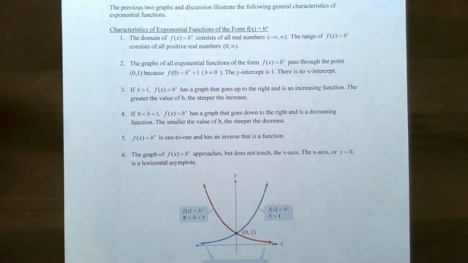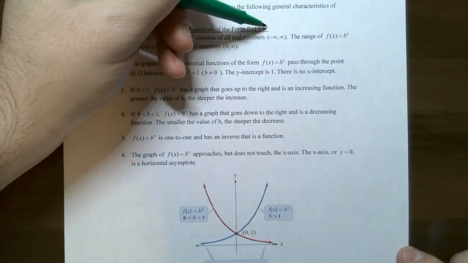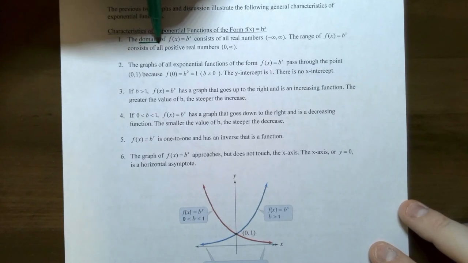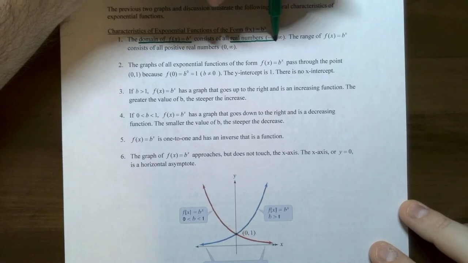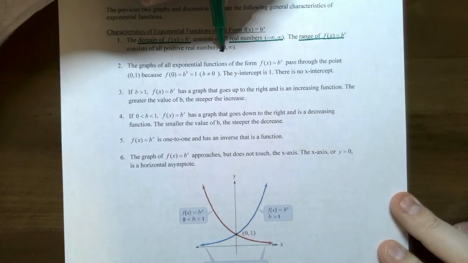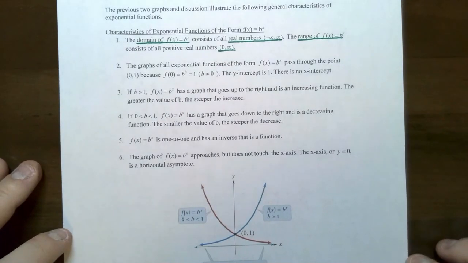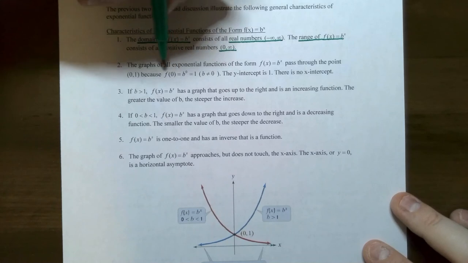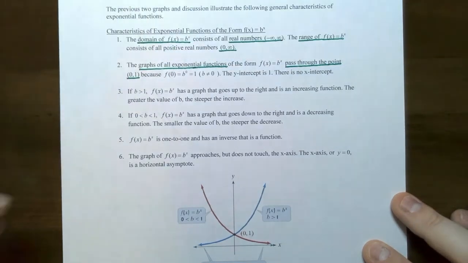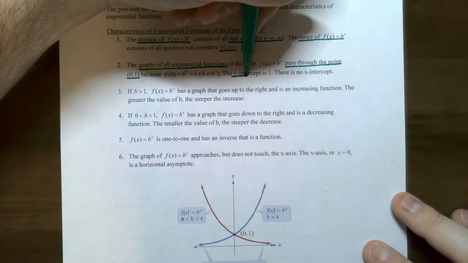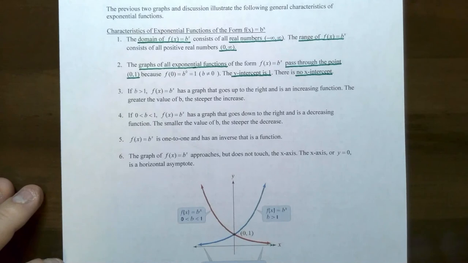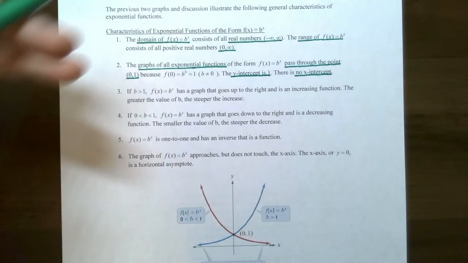So now the characteristics. If it's an exponential function of the form b raised to the x, and b cannot be 1, but it has to be positive, the domain of exponential growth or decay is the set of all real numbers, negative infinity to infinity. The range of exponential functions, growth or decay, is 0 to infinity. We found that out on examples 2 and 3. The graph of an exponential function, whether it's growth or decay, passes through the point (0, 1), which is the y-intercept. So if it's growth or decay, the y-intercept is always 1. And we found out that there were no x-intercepts for exponential growth or decay. If the function is of this form, there are no x-intercepts.